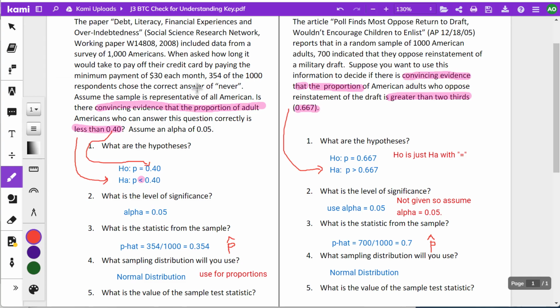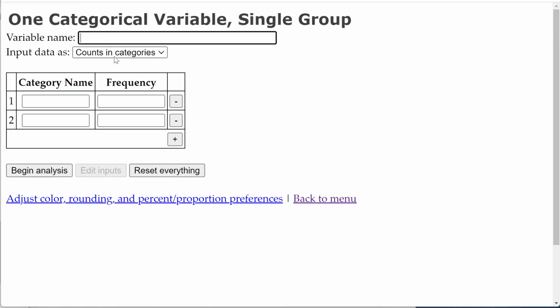And let's start and do the first one first. So this is the debt, and we said never. And our sample, we need to know the sample is 354 out of 1,000. So never is the correct answer. We had 354. Other answer, right, is here.